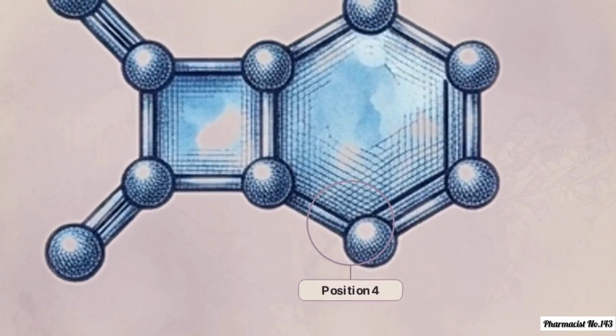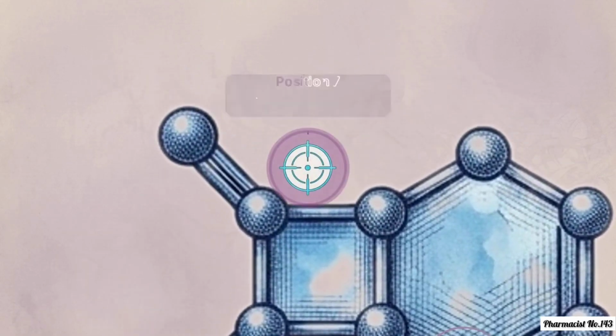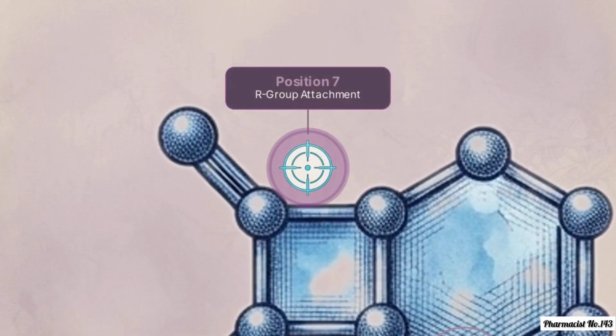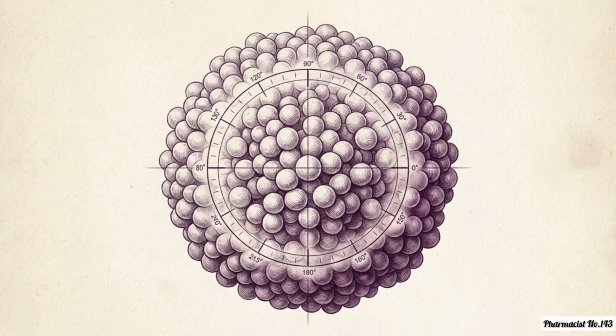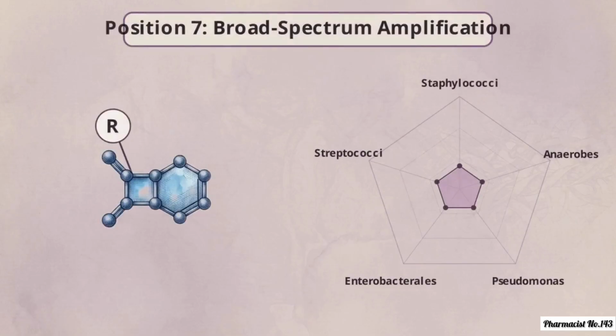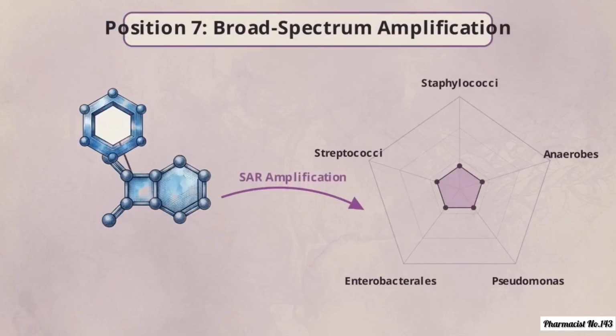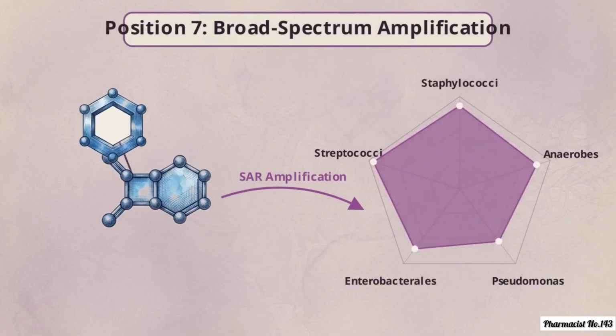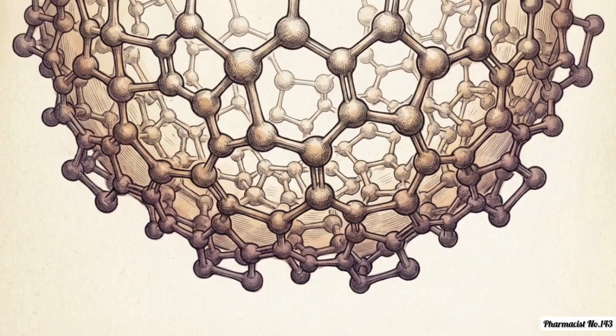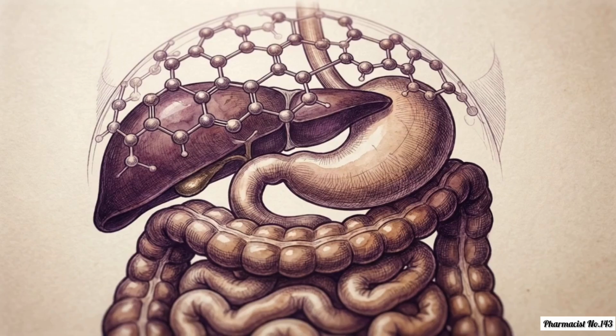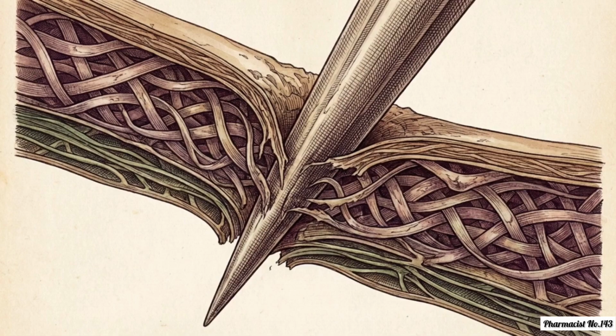Shifting our focus to the top of the molecule, we reach the R group attached to position 7. Specific acylation at this C7 position chemically biases the molecule, tuning it to aggressively target gram-positive bacteria. Substituting this R group with a dense hexagonal phenyl ring broadly amplifies the molecule's overall efficacy across multiple bacterial strains. Positions 1 and 3 build the vehicle. Positions 4 and 7 dictate exactly how the drug survives human physiology and which specific bacterial armor it is equipped to pierce.